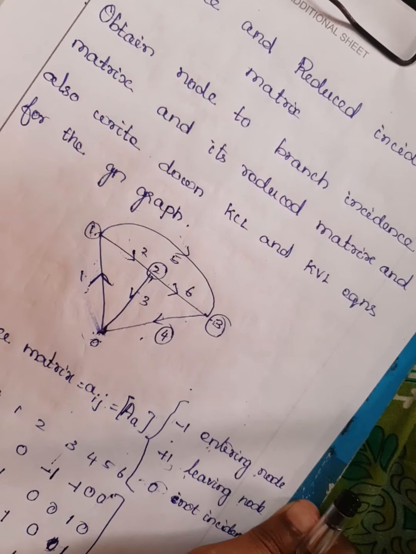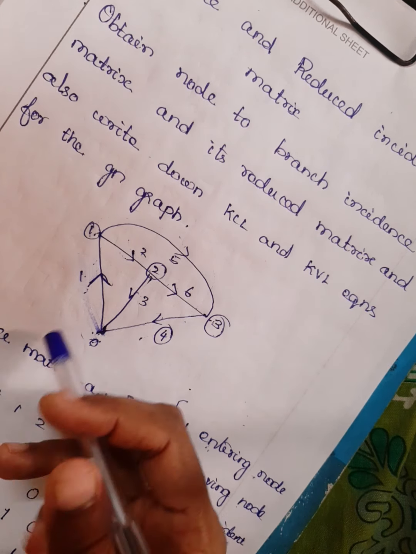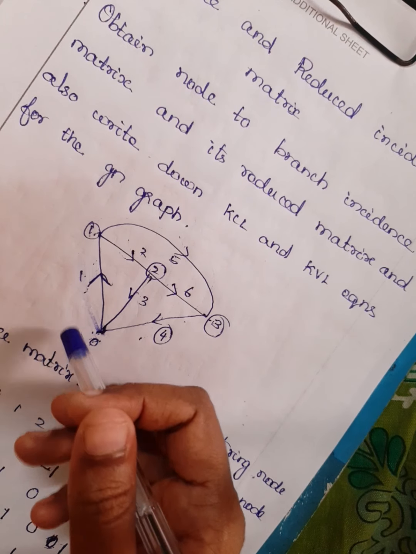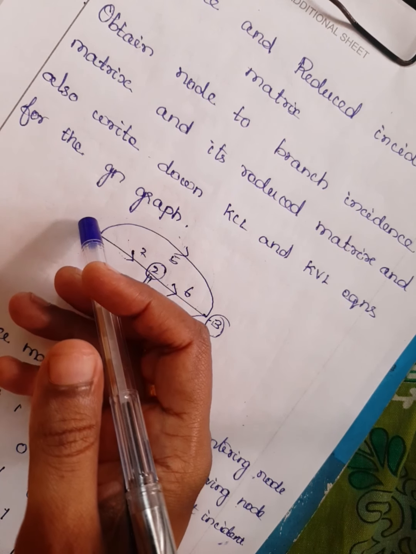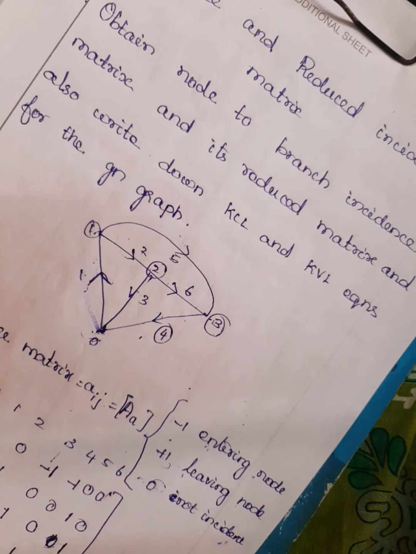So next we can see the incidence and reduced incidence matrix. We can see one problem, then you can understand. So what do you mean by incidence matrix?